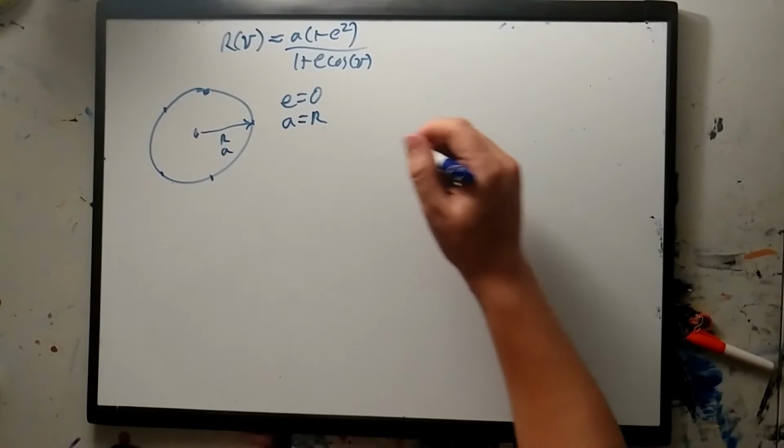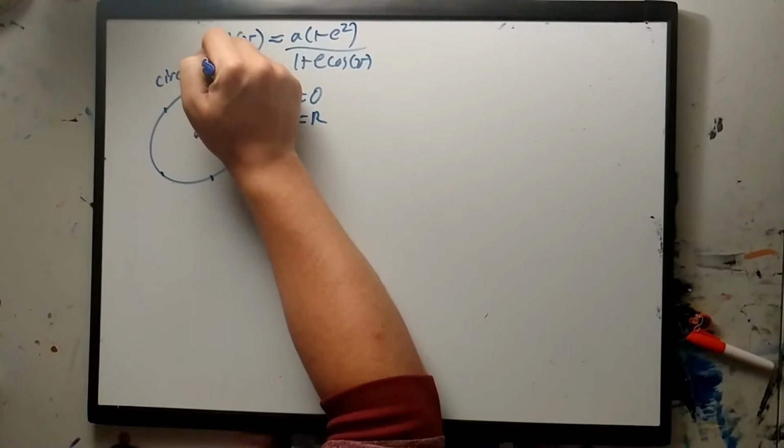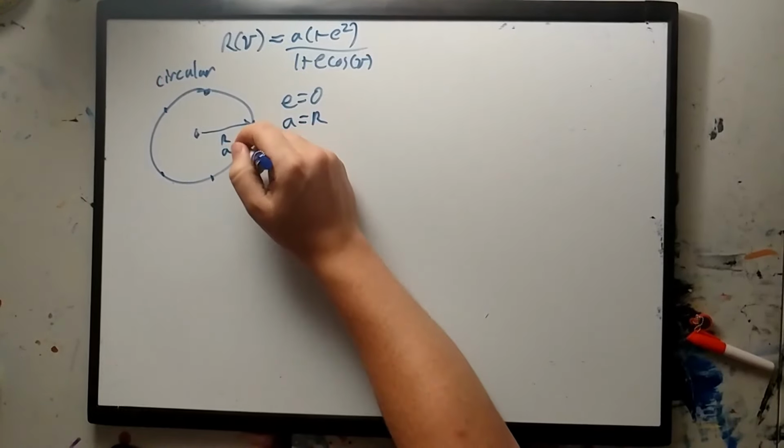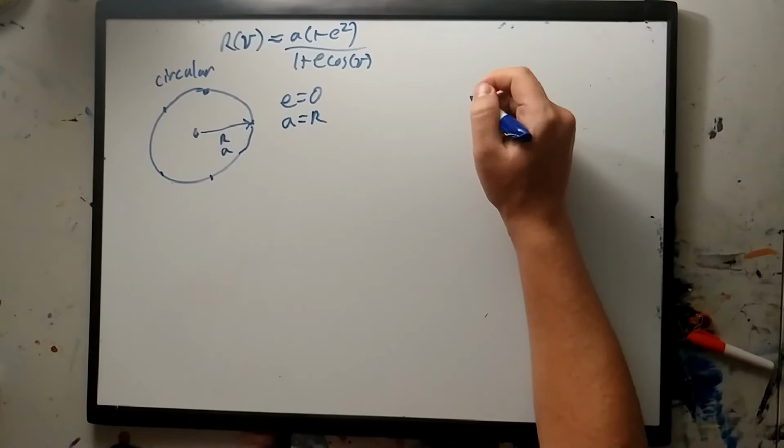So then we'll move on. We'll write "circular" because you can't really tell that this is a circle due to my amazing artistic abilities.